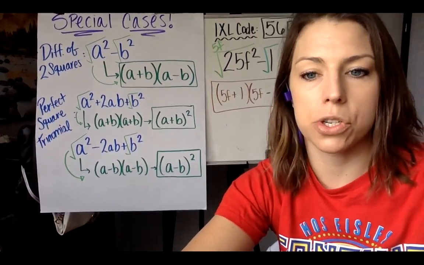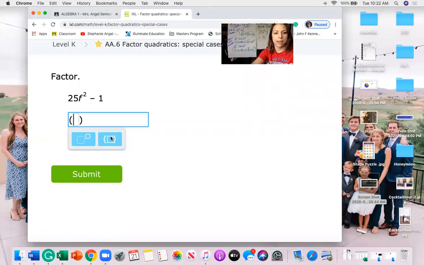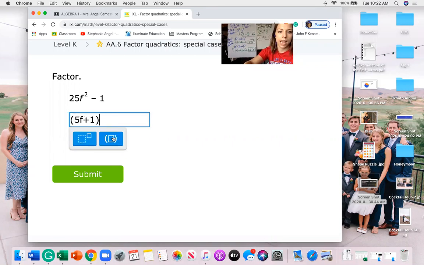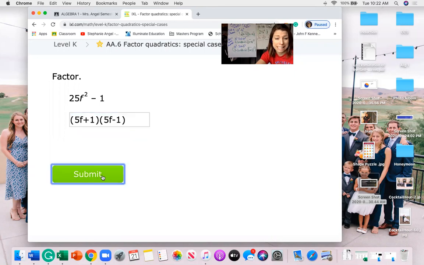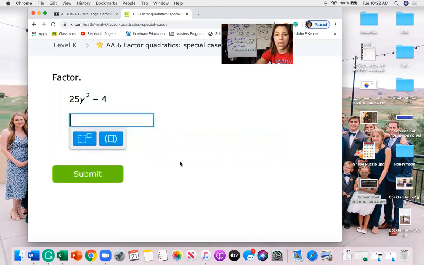But there's only one way to be sure. Let's go ahead and plug it in. 5f plus 1 and 5f minus 1. Now, the order doesn't matter in terms of this could be minus, that could be plus, that part doesn't matter. Let's see if we got it right. And we did. Awesome. All right.